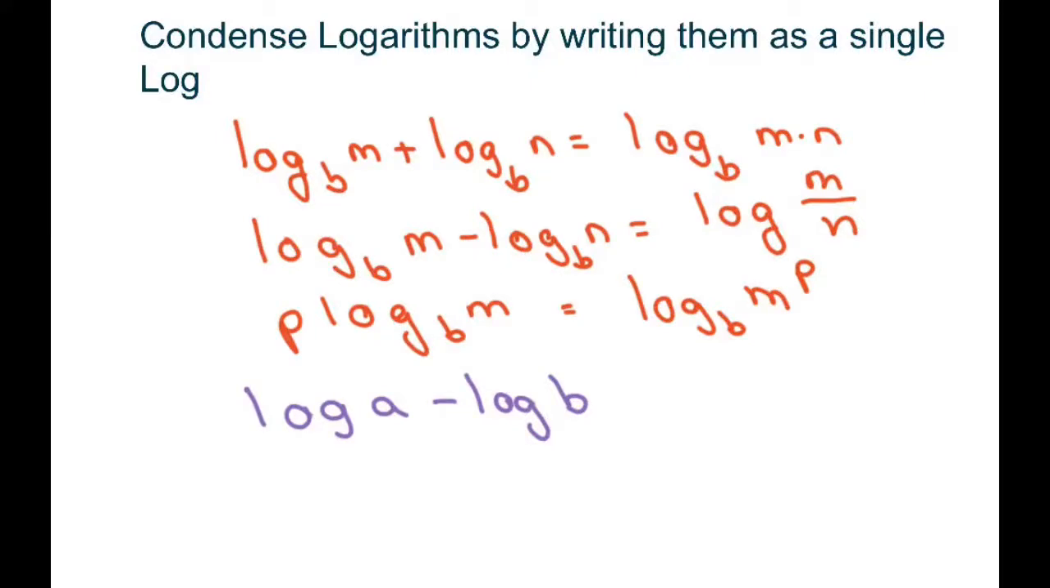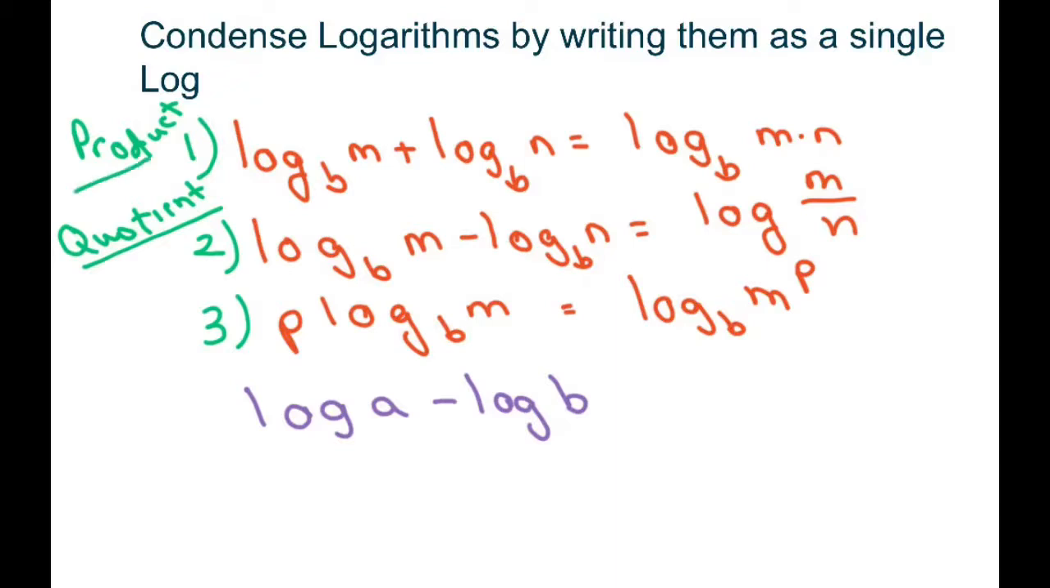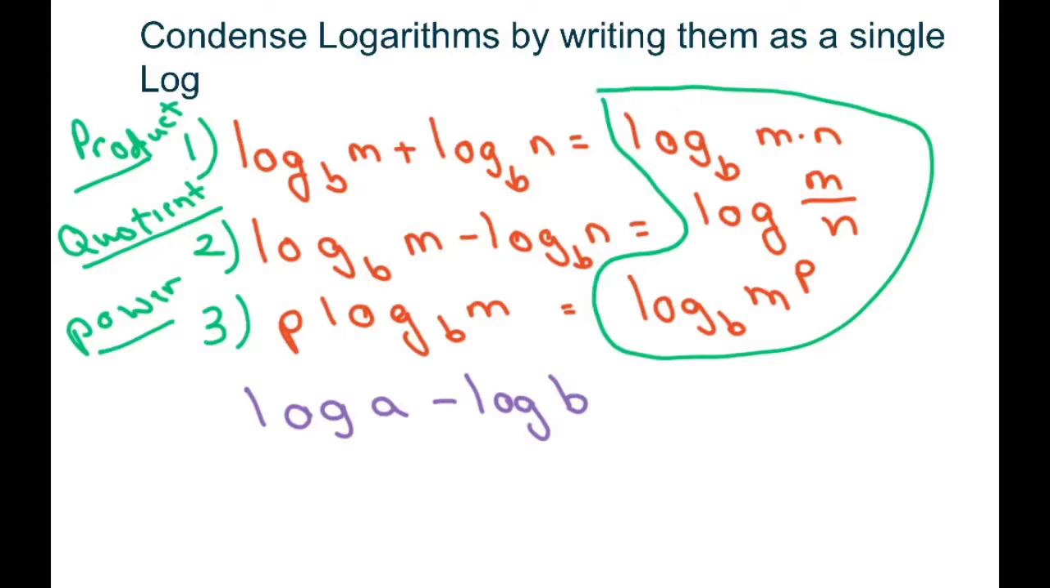Hi everybody. We're going to condense logarithms by writing them as a single log. So for example, we have our product property, our quotient property, and our power property. So this is the product property, and quotient property. This is your power property. And we want it to look like this side. So we want them to look like that. That's a single log. In the power property, we merely just want to move the p back to the value.